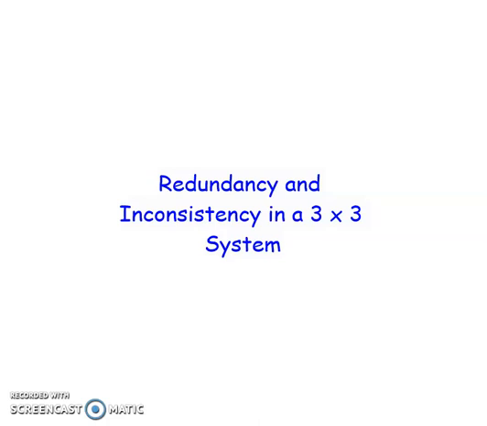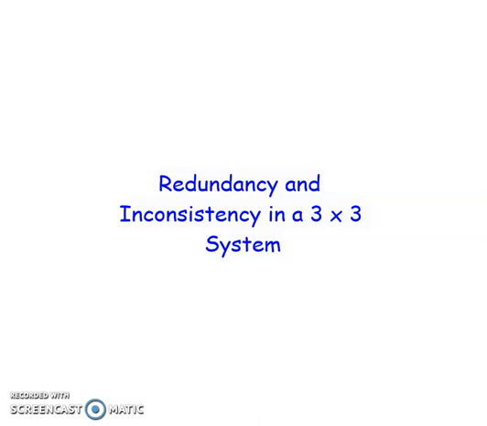What I wanted to talk about here is looking at redundancy and inconsistency in a 3x3 system of equations. What this means is we're looking at solving a 3x3 system of equations and getting a unique solution for x, y and z, or whatever three variables they use, such that it satisfies all three equations at one single point. However, redundancy and inconsistency both come up when I cannot find a unique solution for these three equations.